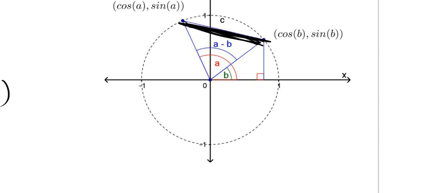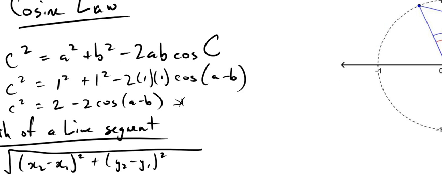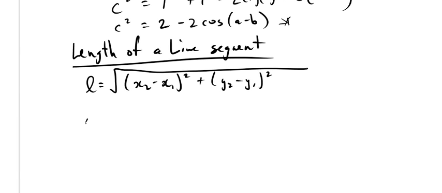So we used cosine law to come up with an expression for C. And now we're using length of a line segment to come up with an expression for C. We've done that. We're going to do it in 2 different ways. And then you might guess what we do with it after that.